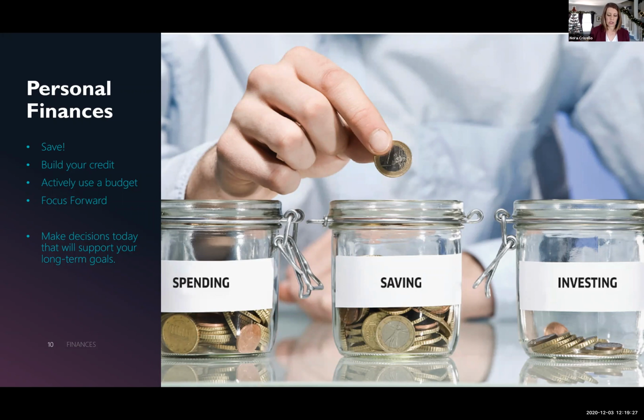What are the decisions that you're making today with your personal finances, and how will they impact your desire to start your own company, to need investment money in the future? You want to make sure you have a long-term, forward-focused view of finances, and that includes your personal finances.